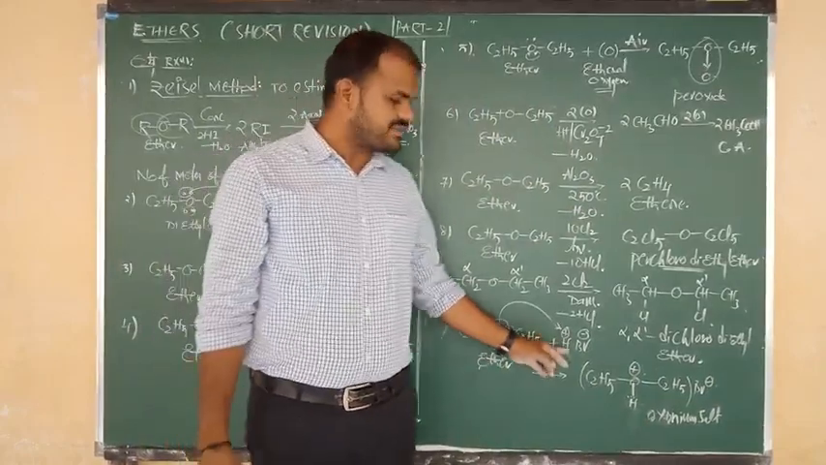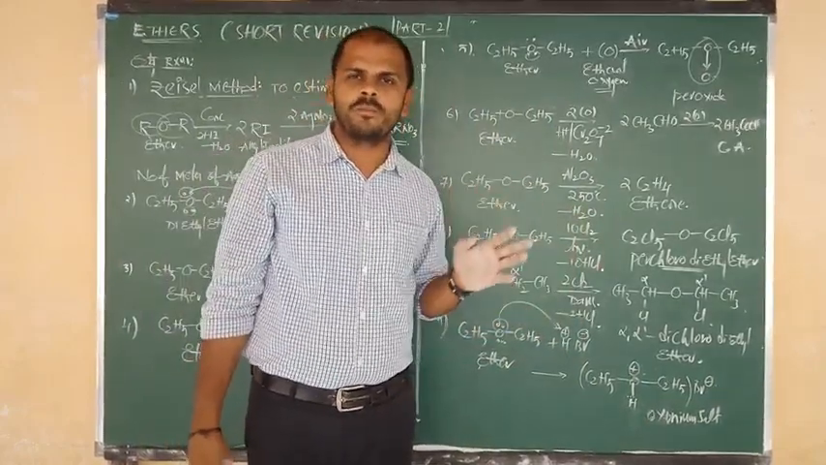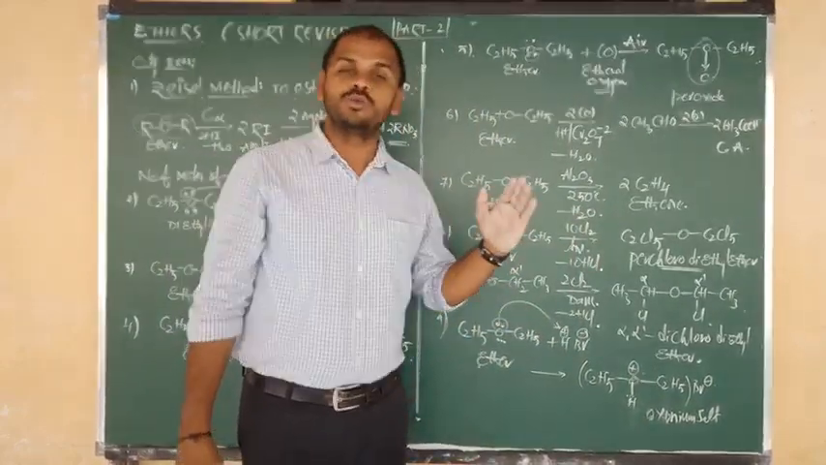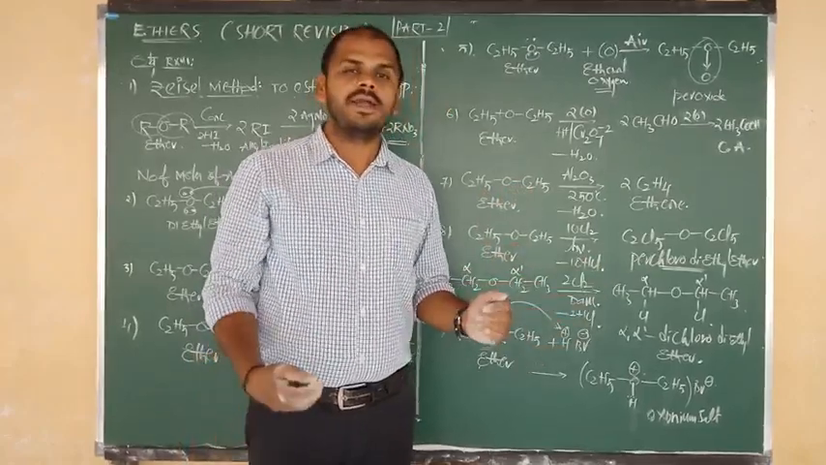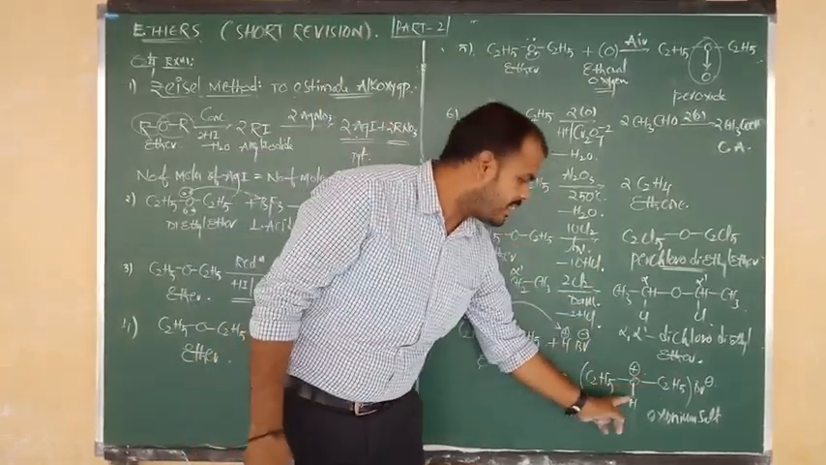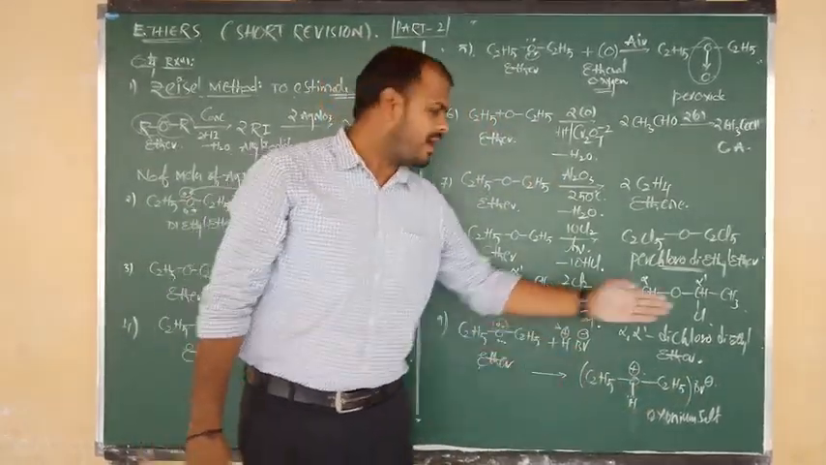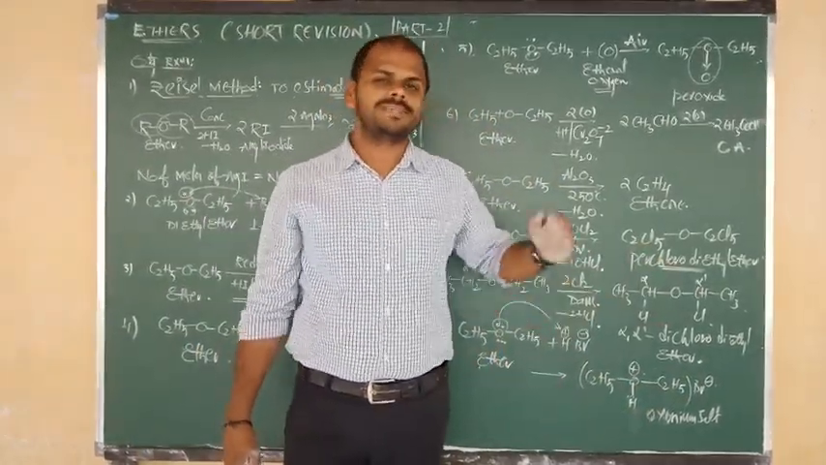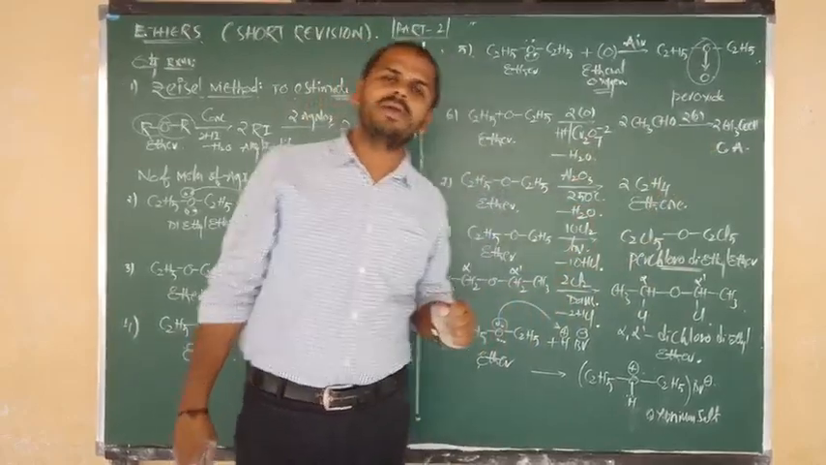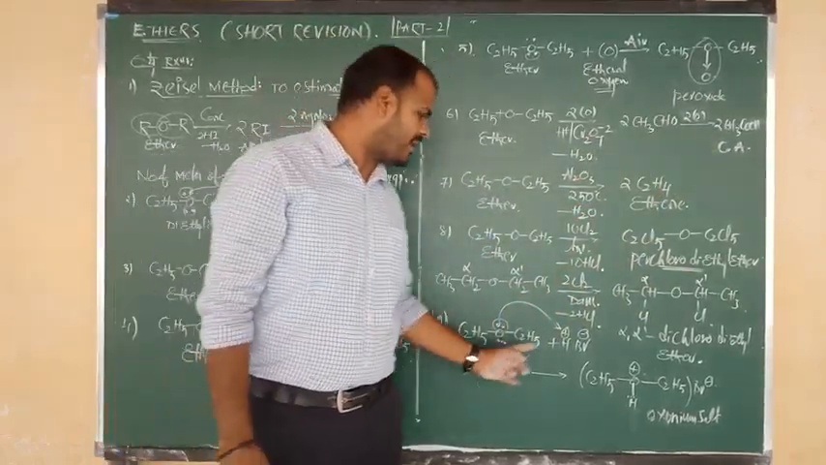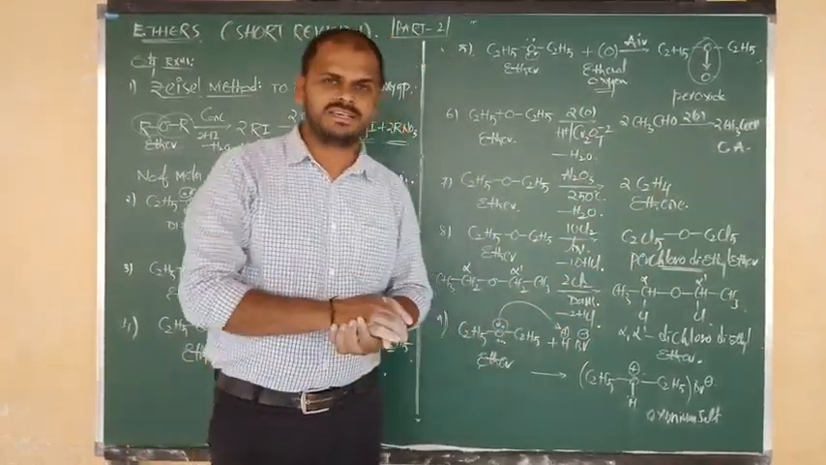So when ethers react with hydrochloric acid and hydrobromic acid, they form oxonium salts. With HBr, diethyl oxonium bromide. With HCl, diethyl oxonium chloride. Like that, the respective oxonium salts can be prepared from the reaction of ether with any respective acid.